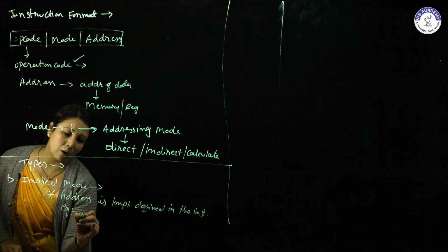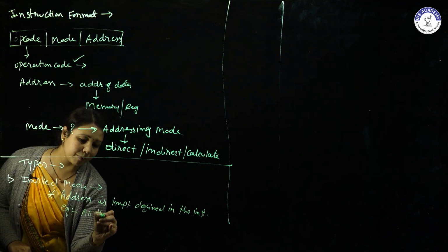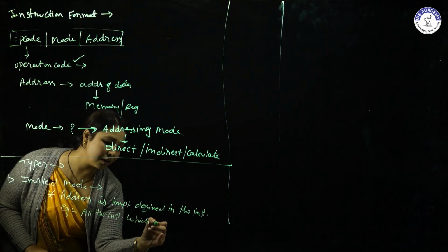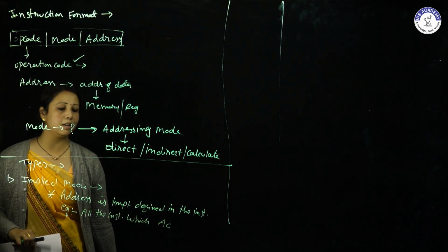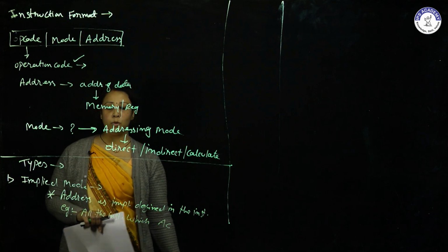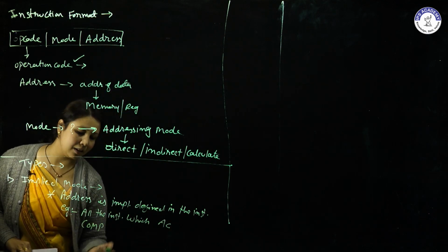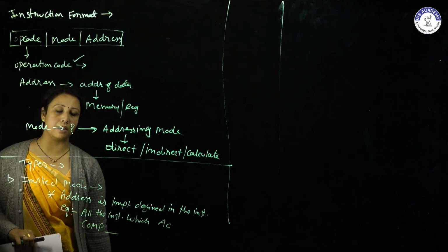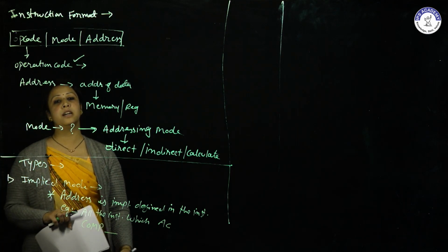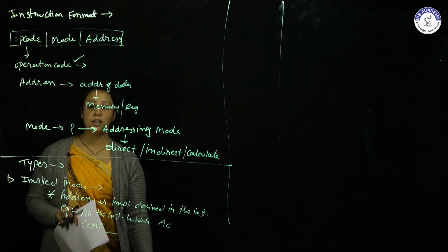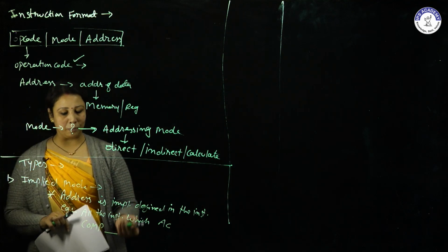So what are the examples of this mode? Examples are all the instructions which use the accumulator, which are in implied mode. Suppose I write complement and no address is given here. By default the content of the accumulator is complemented by this instruction. So it is in implied mode.